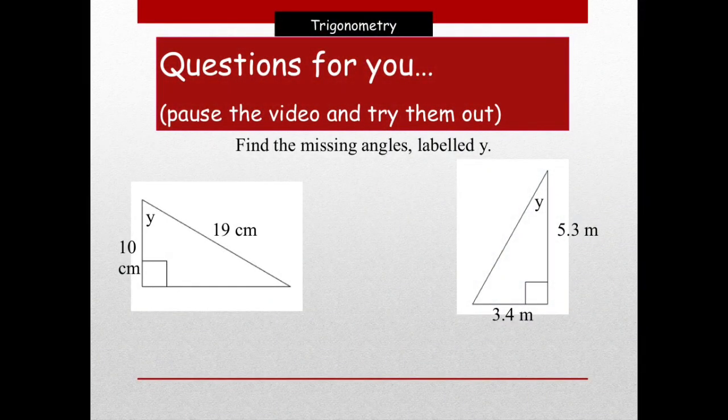So here's a couple for you to have a go at. I've labelled these y rather than theta, but we want to find the missing angles y. Can you label the sides? Work out which ratio you're using. Use the inverse sine, cos, or tan, and then find out what size angle y is. Just pause the video and restart it again when you want to know what the answers are.